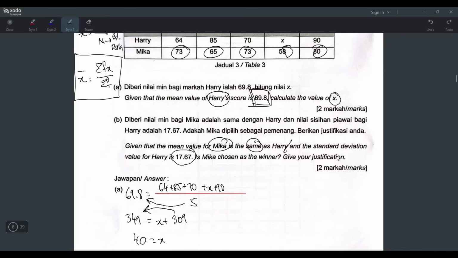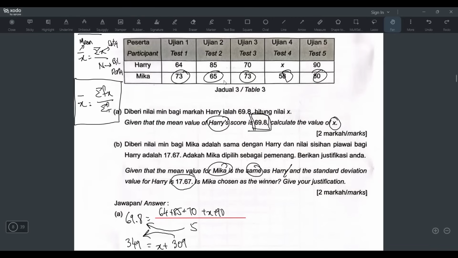Give your justification. Okay, if you want to choose one of these as the winner, who will you choose? You will choose the person with the smaller standard deviation. Why? Why must we choose the student with the smaller standard deviation to be the winner? Because a smaller standard deviation means it is more consistent. The smaller the standard deviation, the more consistent. And usually you will choose the person who is more consistent to win the competition.